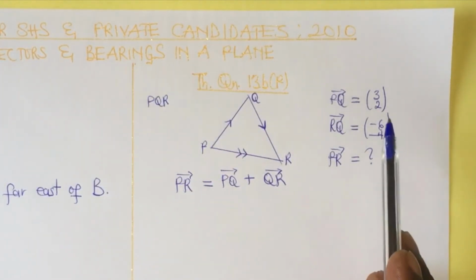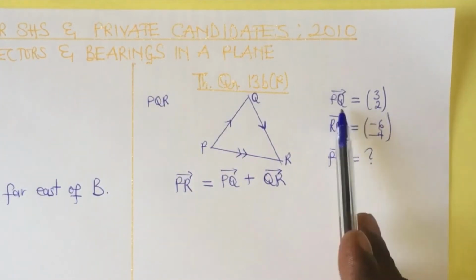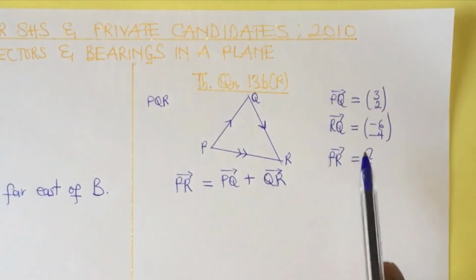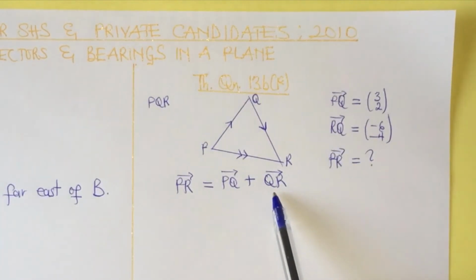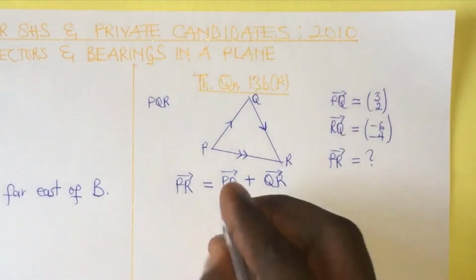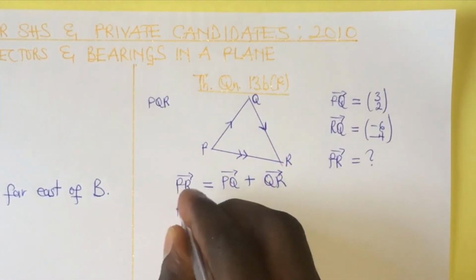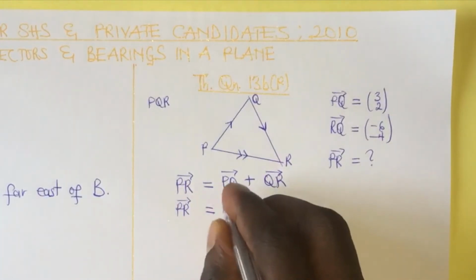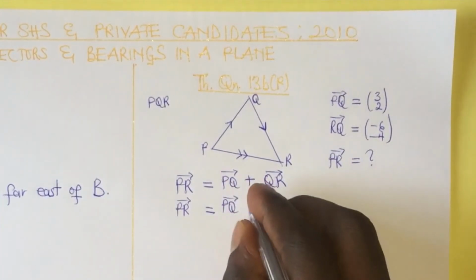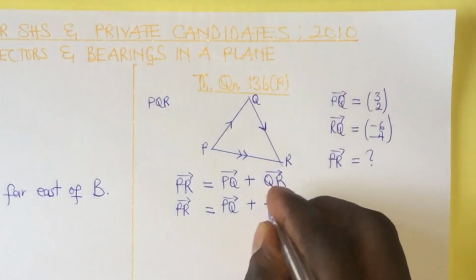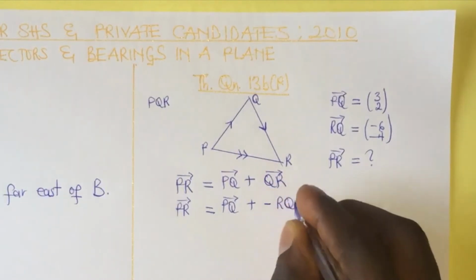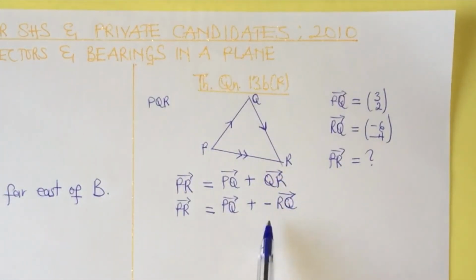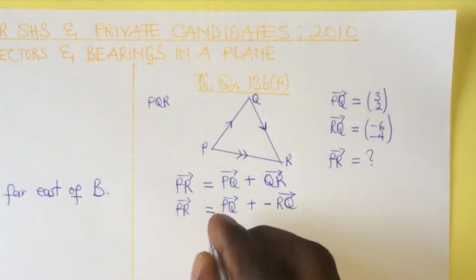Let's see. In the vectors we were given, we have PQ, so we will do a substitution. But we have been given RQ, and we are to find QR. So we continue and say that our PR is the same as PQ, the vector PQ, plus the negative of the given vector, which is the vector RQ. We call it negative vectors. So negative RQ is the same as QR.